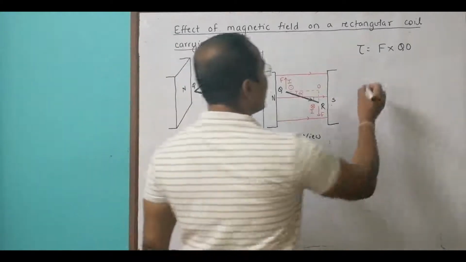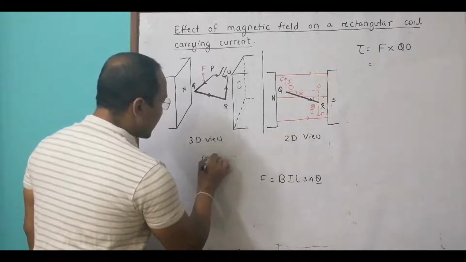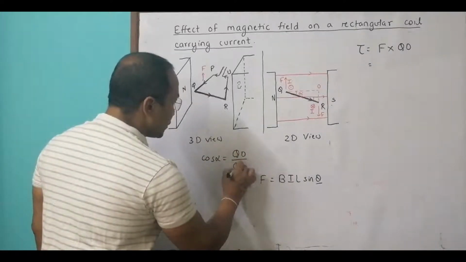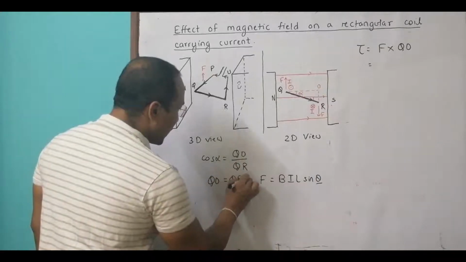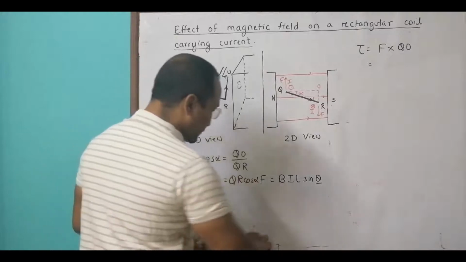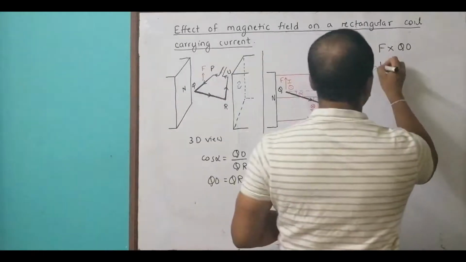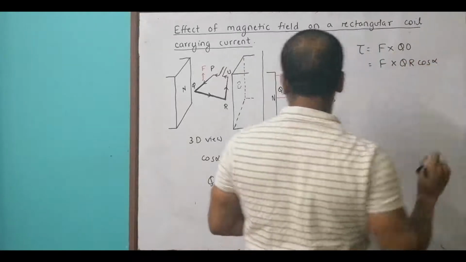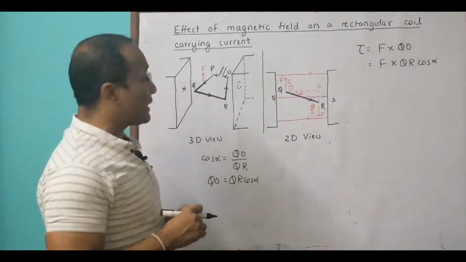Now this QO, in this triangle I have cos alpha equal to QO divided by QR, which means QO should be equal to QR cos alpha. So I must have this as F into QR cos alpha. Also, let's go for what is F. F is equal to BIL sin theta.